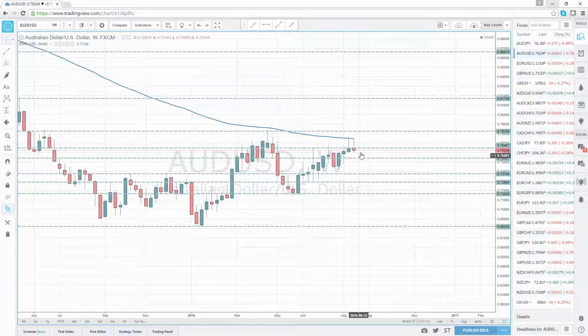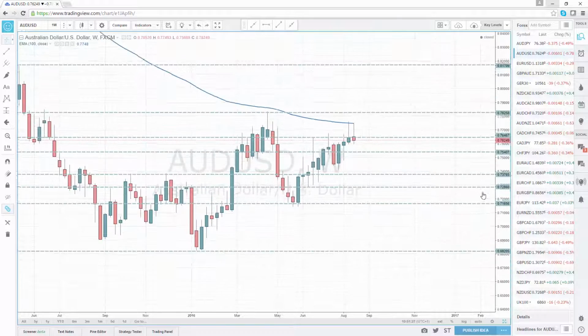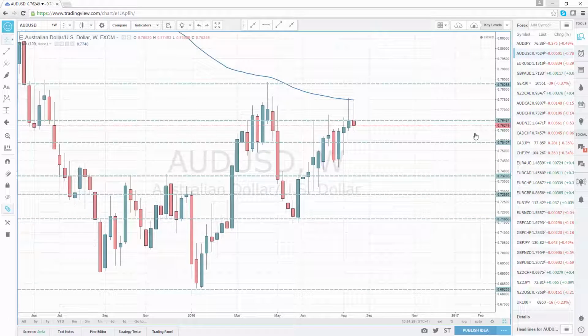So there is an indication that we might actually have a trend change on our hands. However, what we now have at a key level, you can see here, so this is a previous level in the past that provided us with either some support or resistance, is kind of a tweezer top here.